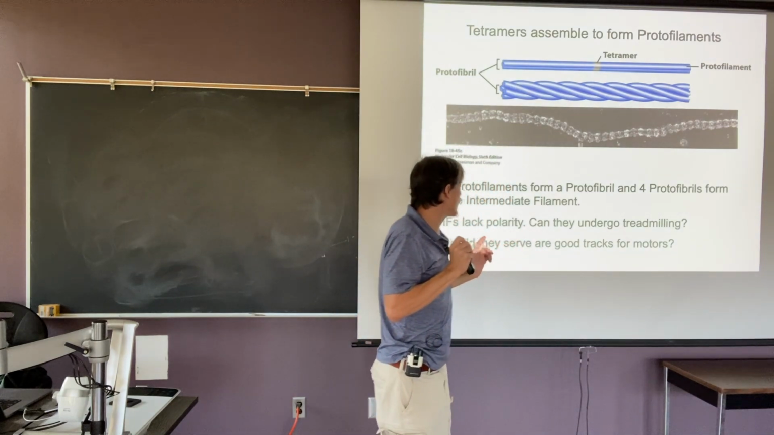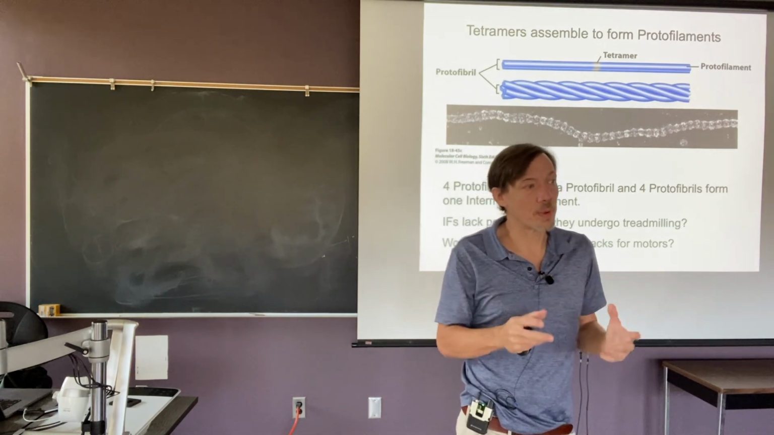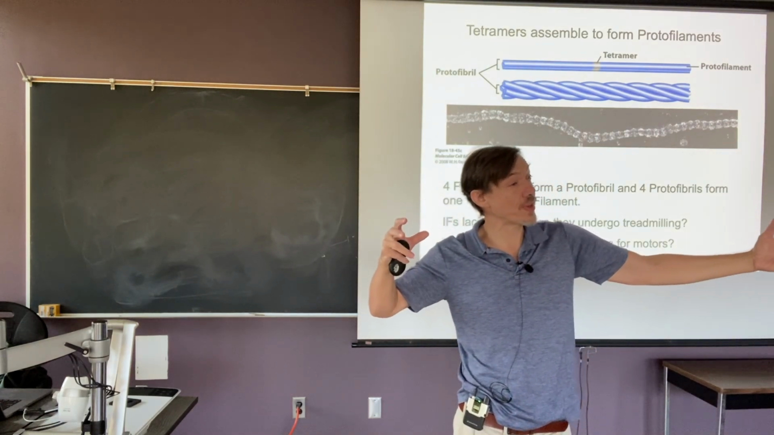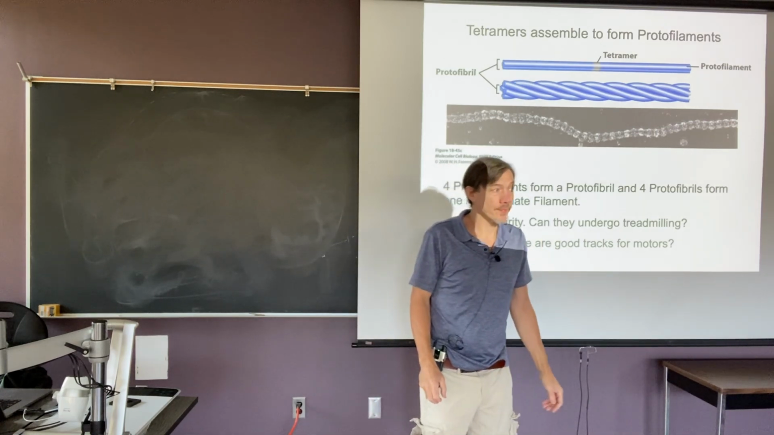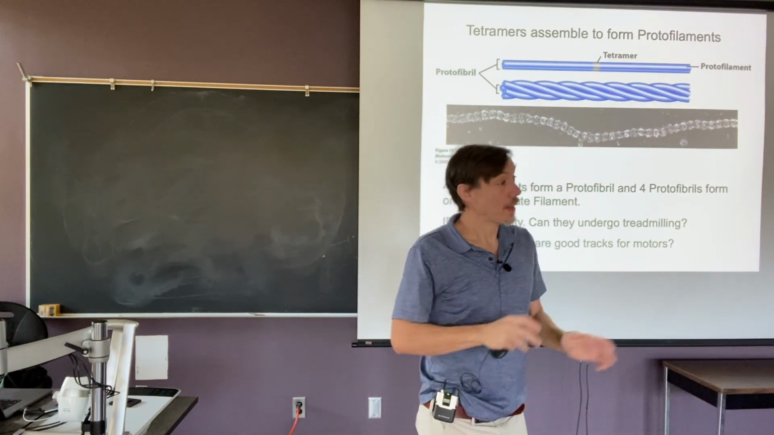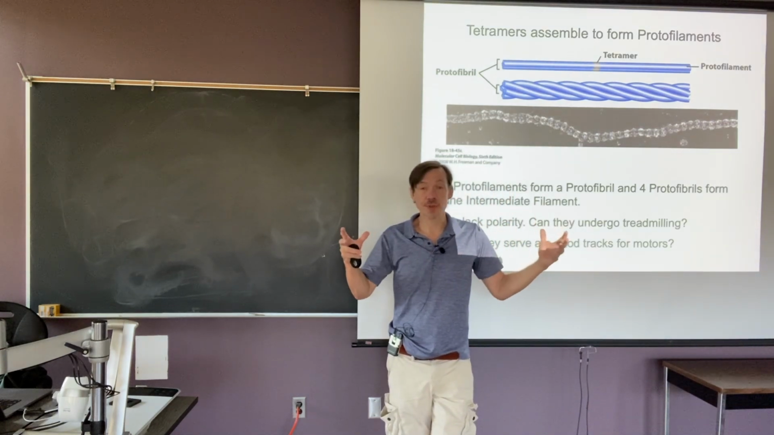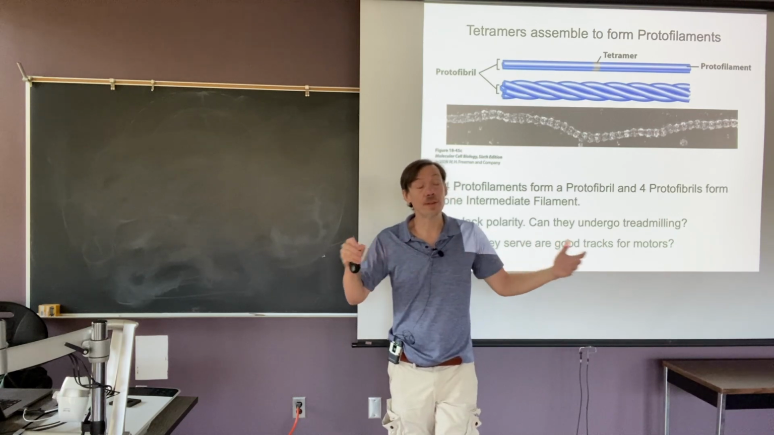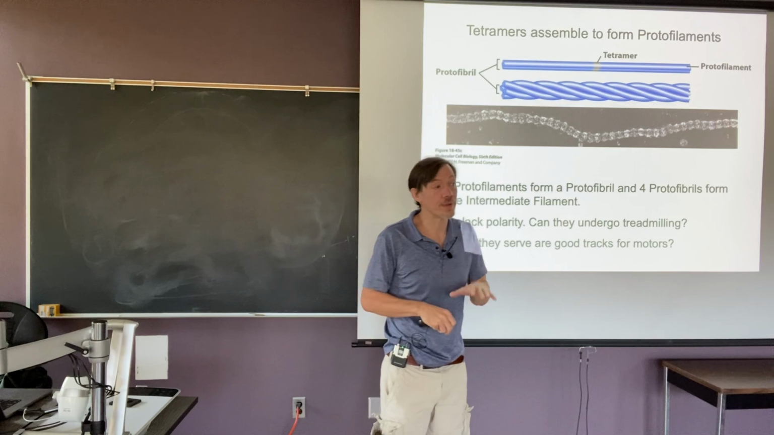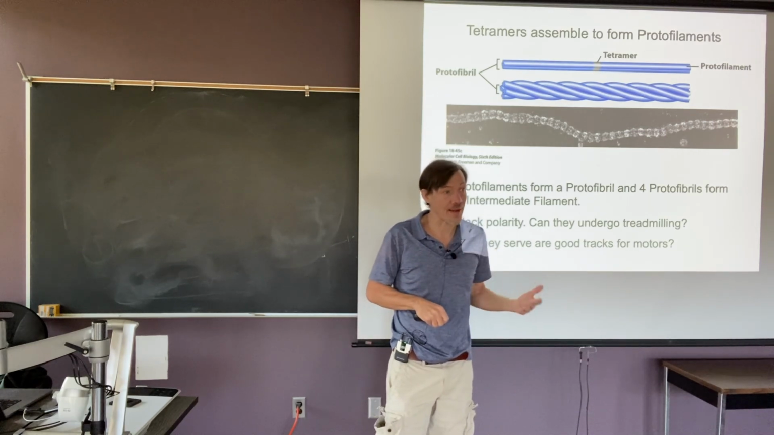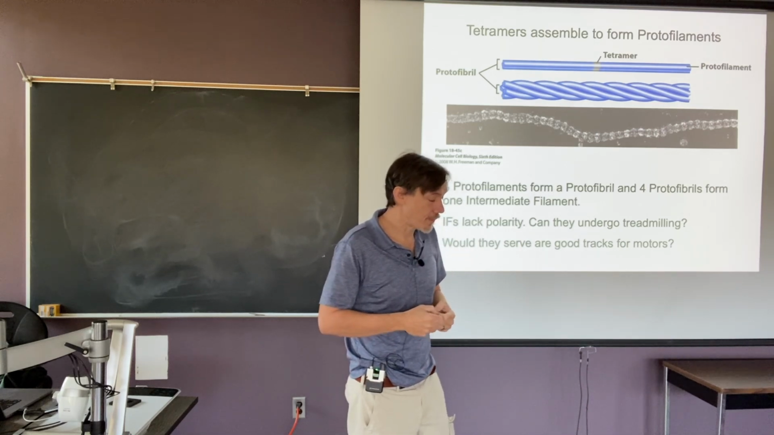So the question here is, if the subunits are nonpolar, they don't have a polarity, are the structures themselves going to have a polarity? Are intermediate filaments going to have a polarity? No. Exactly. If the subunits don't have a polarity, the structures they build up will not either. So intermediate filaments don't have a plus end. They don't have a minus end. And this is one really important difference between intermediate filaments, actin filaments, and microtubules. There's a couple of other implications here.